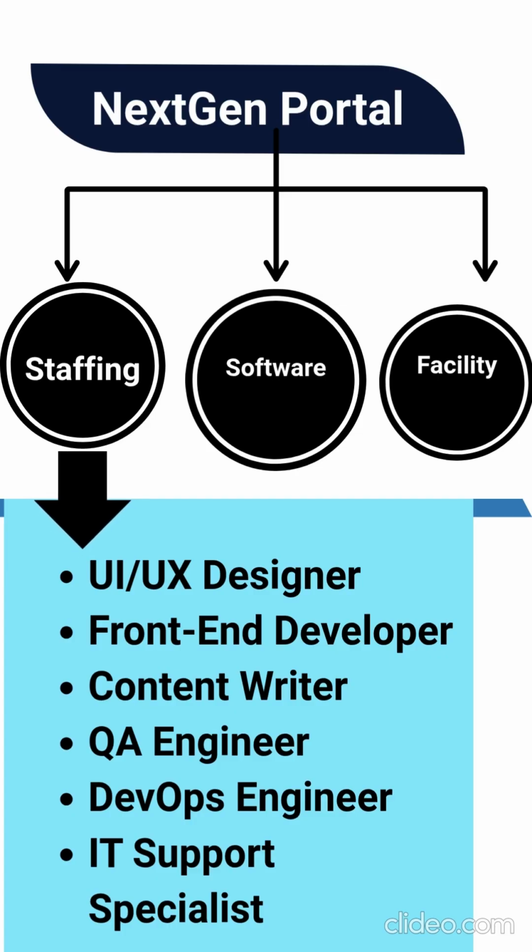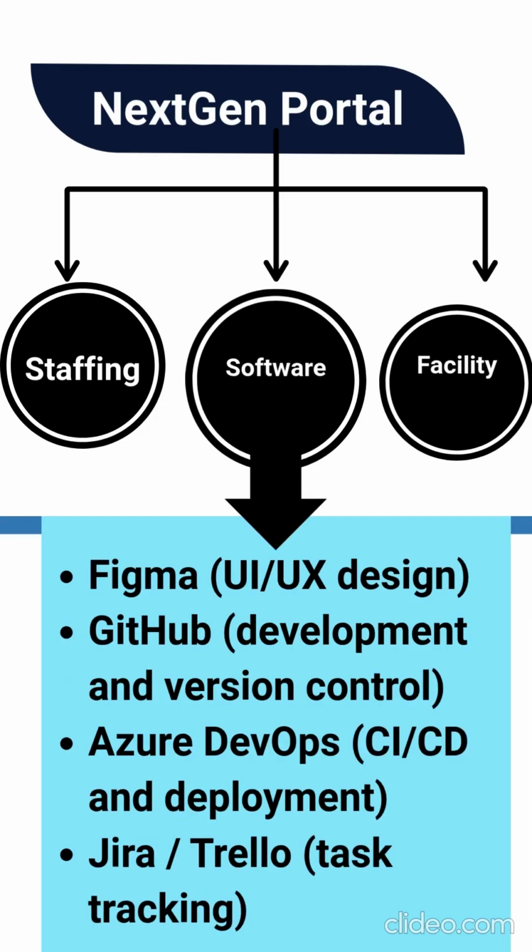So you can see here I have added, I need UI UX designer, I need front-end developer, I need content writer, QA engineer, DevOps engineer, and IT support specialist. The next category of resource which we have in our resource breakdown structure is software. So let's make a list of what software is required. So here I have written Figma for UI UX design, GitHub for development and version control, Azure DevOps for CI/CD and deployment, Jira or Trello for task tracking. You can also use MS Project.